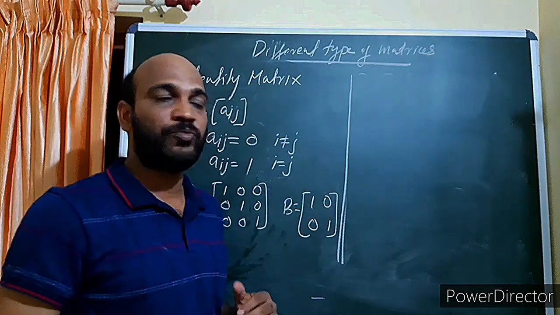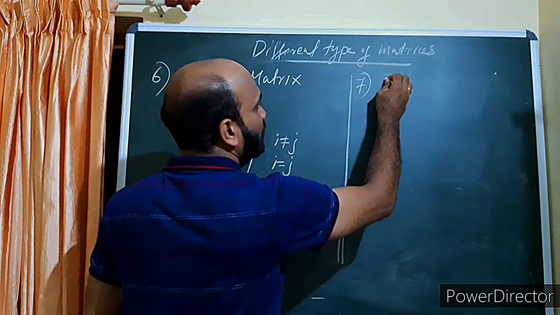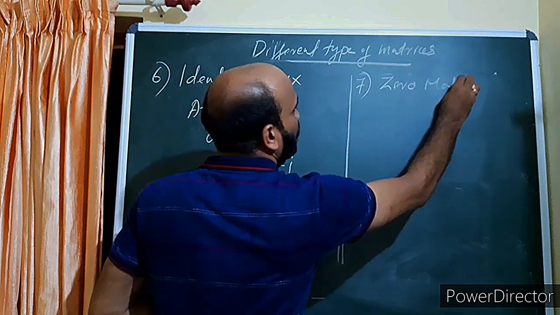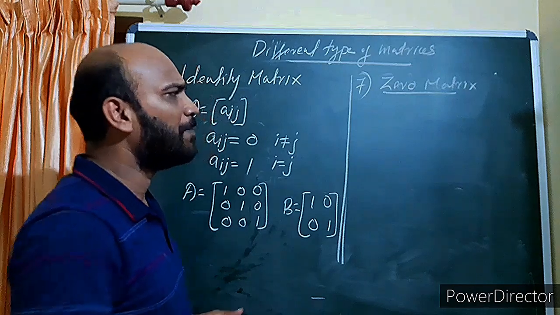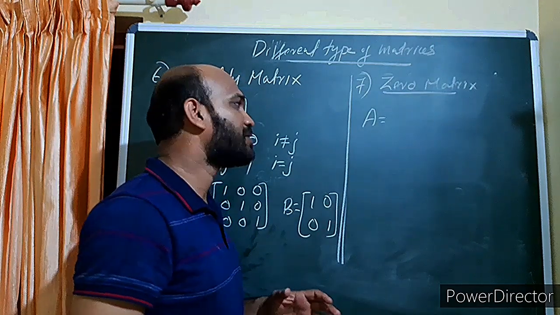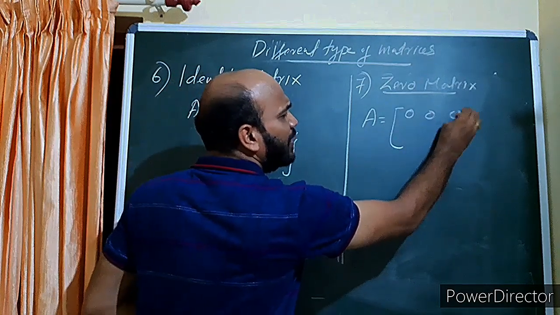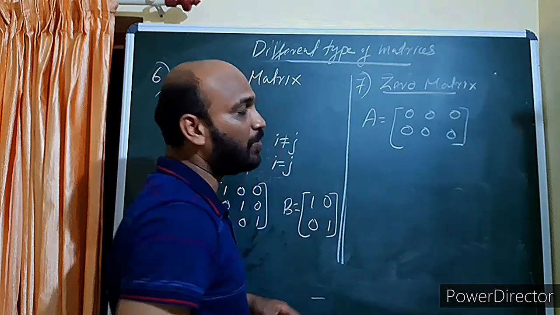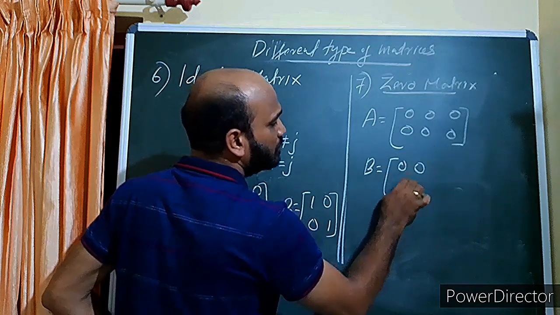Now, the last type of matrix, type 7, the zero matrix, or null matrix. A matrix is said to be a zero matrix if all its elements are zeros. It need not be a square matrix. It can be a matrix of any order. For example, 0, 0, 0.